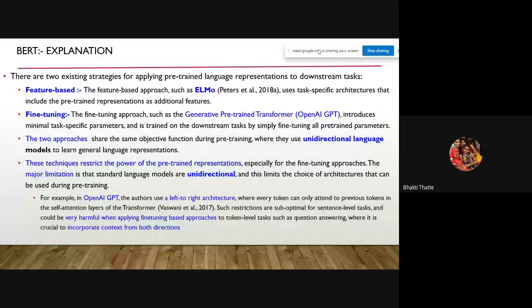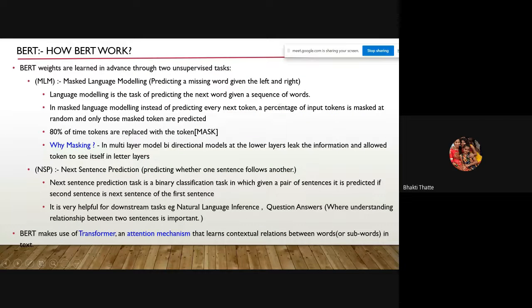Okay, so how BERT works: the BERT weights are learned in advance through two unsupervised tasks. The first is MLM, masked language modeling. What is masked language modeling? Language modeling is the task of predicting the next word given a sequence of words. But in masked language modeling, instead of predicting every next token, only whatever is masked is asked to be predicted. Here 80% of tokens are masked.